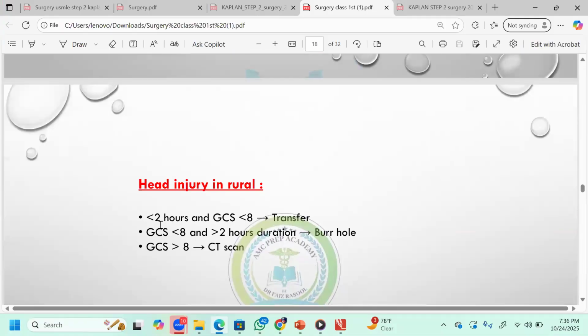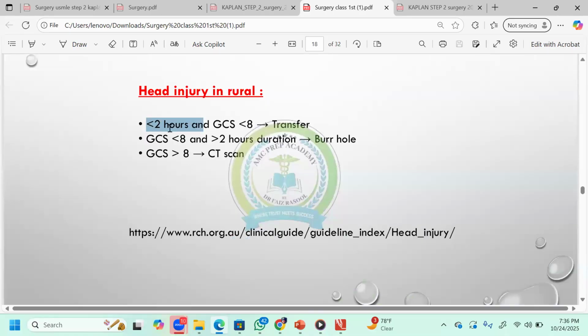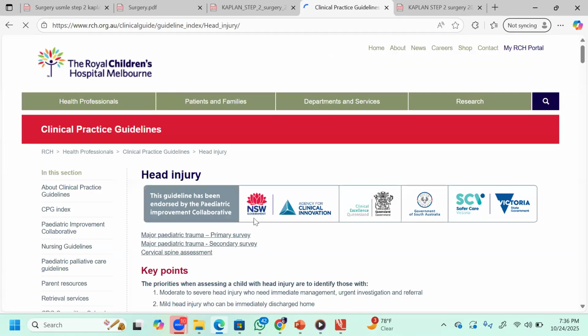So for example, head injury in rural areas: if less than 2 hours and GCS is less than 8, transfer the patient. If GCS is less than 8 and travel time is greater than 2 hours, you can go with a burr hole. And if GCS is greater than 8, you can go with a CT scan. You go for a CT scan when GCS is greater than 8. So here is the RCH guideline. We will go with that.